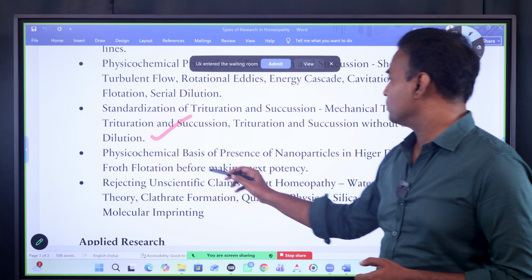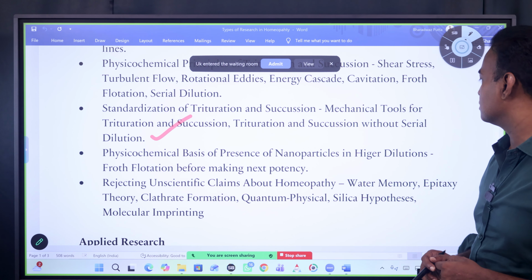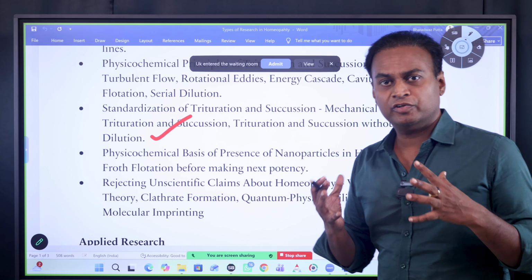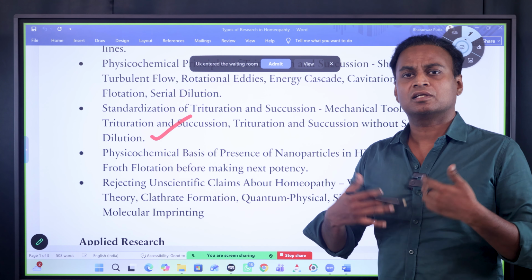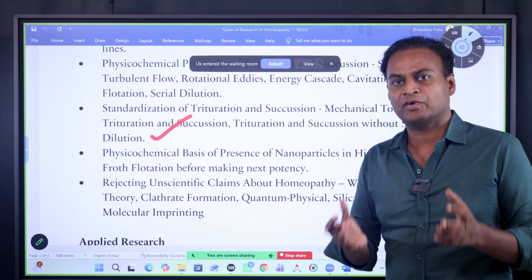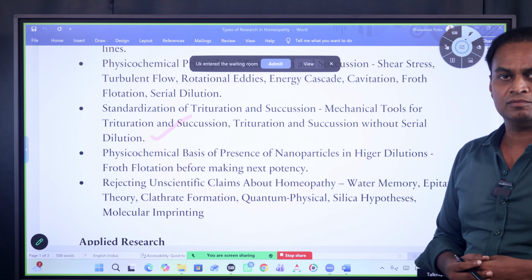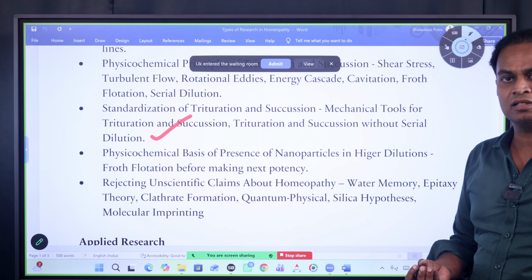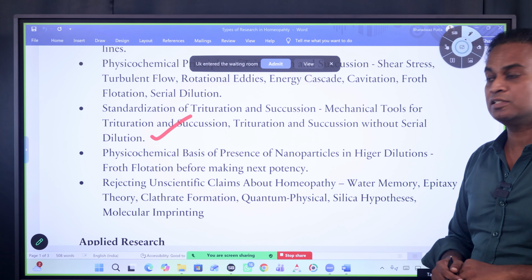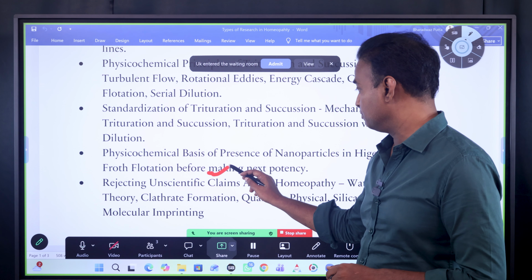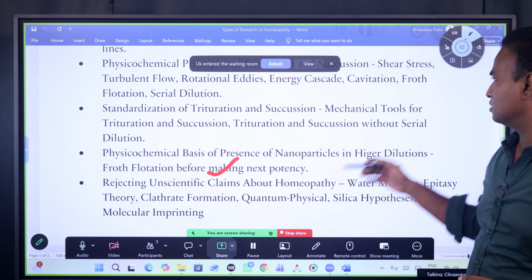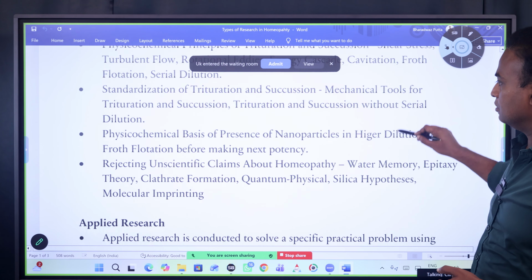And the physico-chemical basis for the presence of nanoparticles in higher dilutions. So we know that higher dilutions of homeopathic medicines contain nanoparticles. What is the reason behind it? If you consider Avogadro's number, there should not be any nanoparticles or any particle in the higher dilution. But how is it happening? That research is already done. It is because of froth flotation before making the next potency. That is the reason. This is all the research that is conducted in homeopathy.